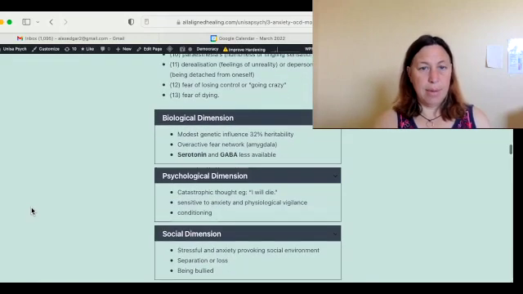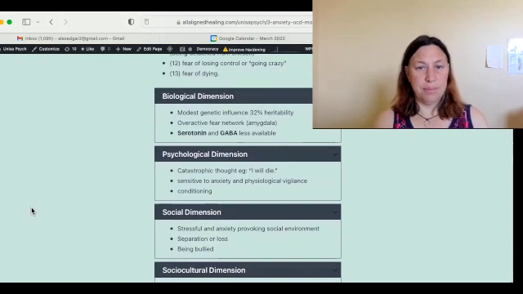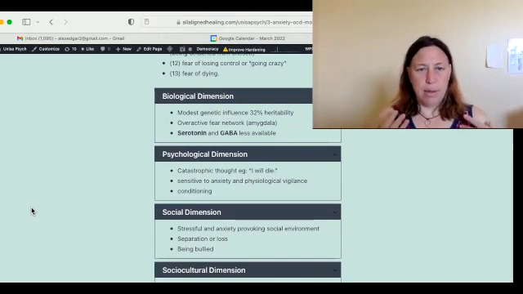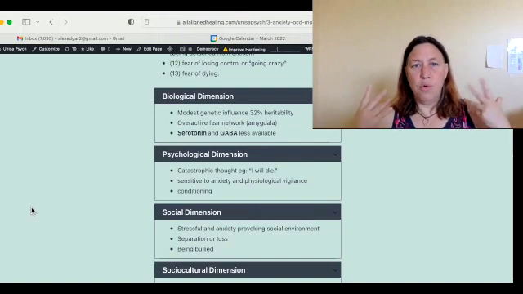Okay. Psychological dimension. Catastrophic thoughts that I'm going to die. That really does not help in a panic attack. Sensitivity to anxiety and physiological vigilance. So as soon as you start feeling yourself going into a state of anxiety, you may panic because you're afraid of a panic attack. And conditioning. So the more you have them, the more scary they are, the more you have them.